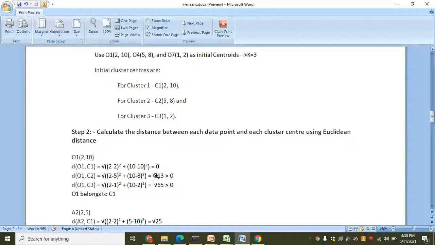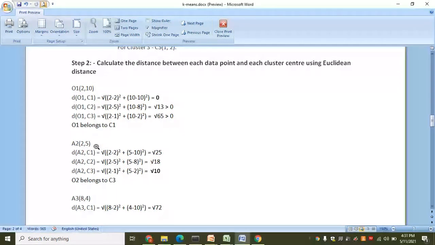Then the distance should be square root of (2 minus 1) the whole square plus (10 minus 2) the whole square, which will be square root of 65. Out of these three distances, 0 is the minimum distance. So object 1 will belong to the cluster C1. This 0 indicates that the object O1 is nearest to the centroid C1, so we assign O1 to cluster C1.